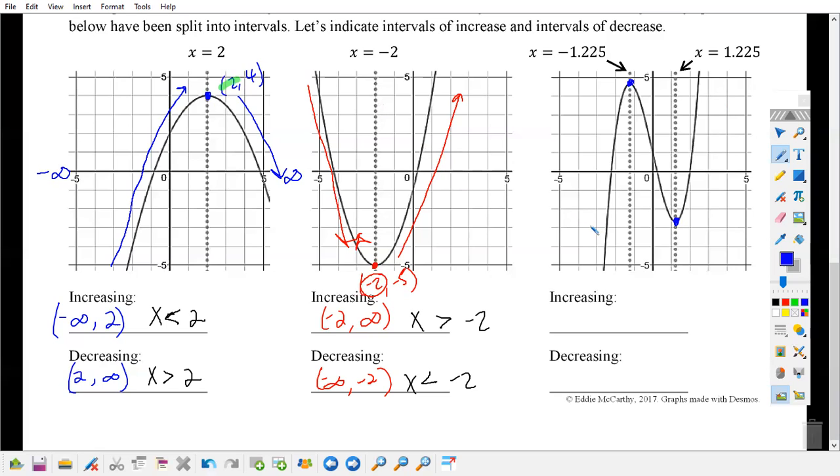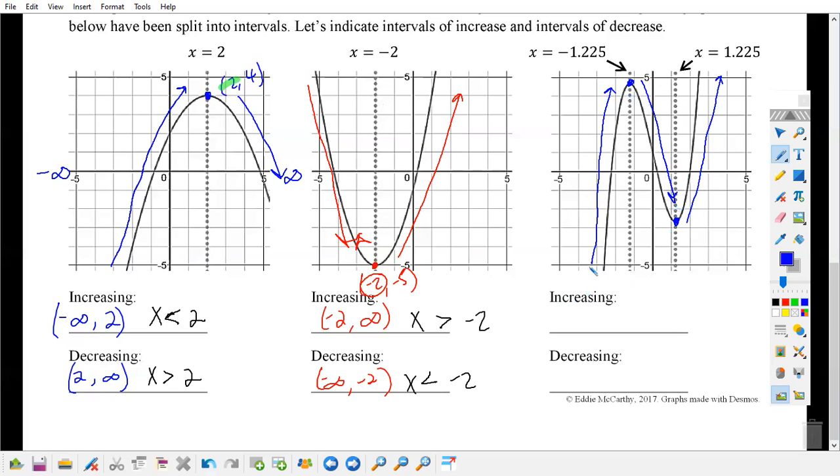All right. So again, we read the graph from left to right. So from left to right, what are we doing? Increasing, then decreasing, and then increasing. Okay. So we've identified where we're increasing, decreasing, and increasing. Now we're going to write it out.